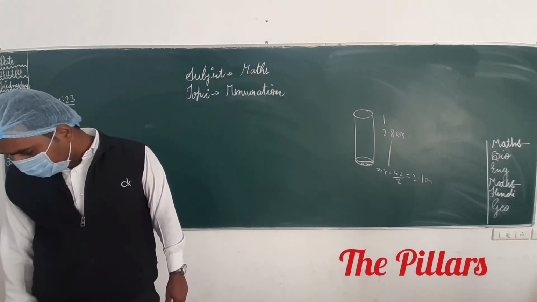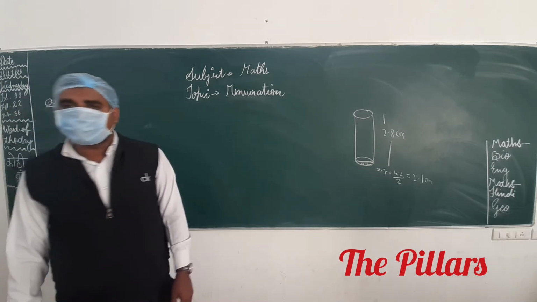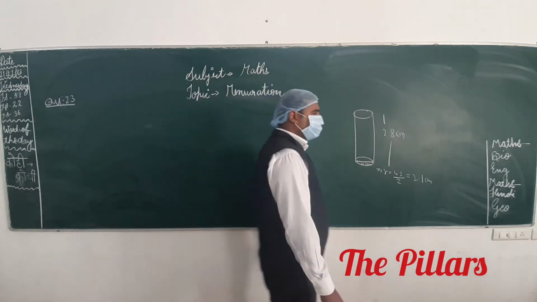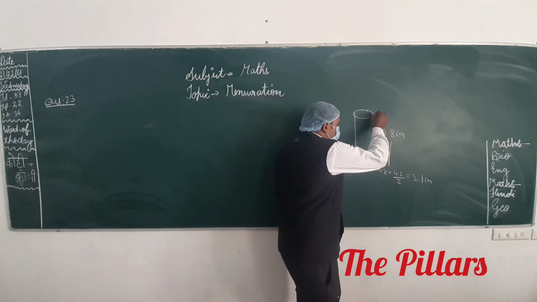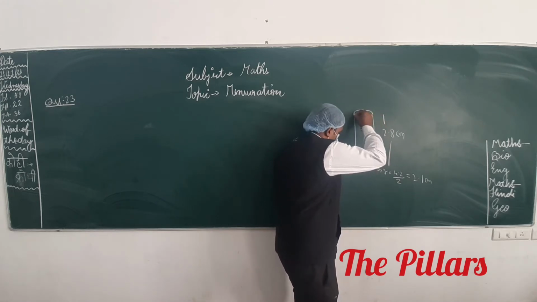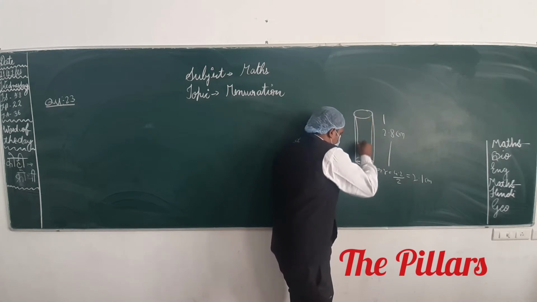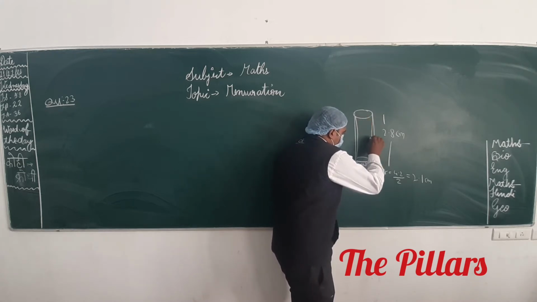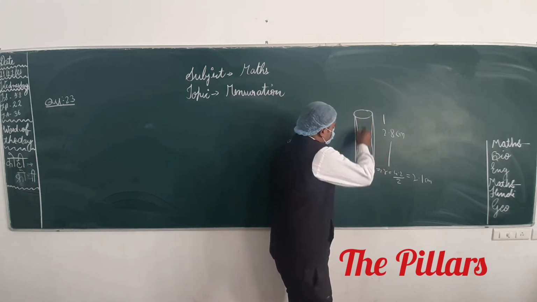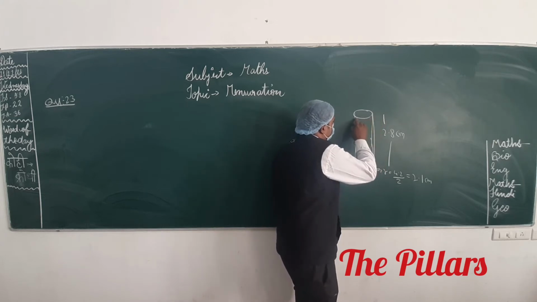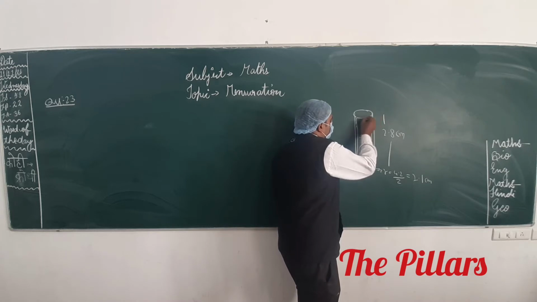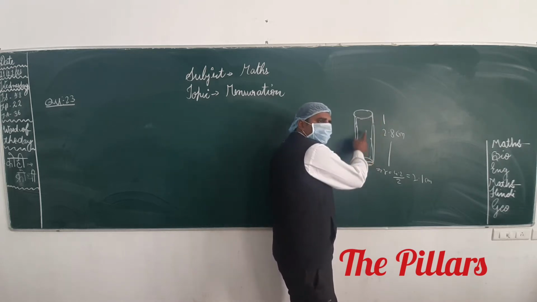The question says that a conical cavity of the same height and same diameter is hollowed out. We have to hollow out a conical cavity of the same height and same diameter. It will not touch like that. Suppose this is your conical cavity. It has the same height.